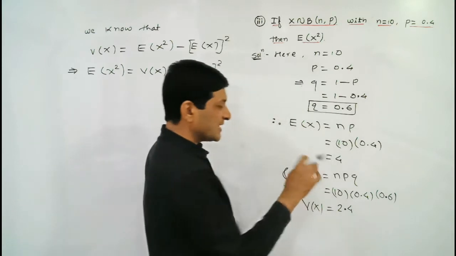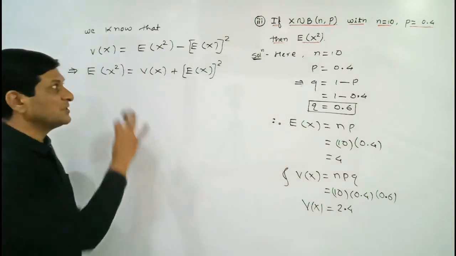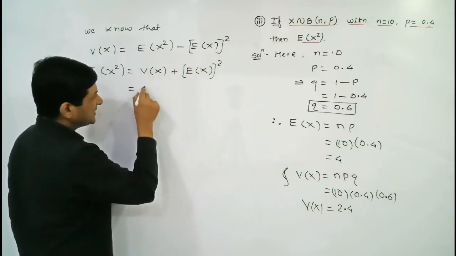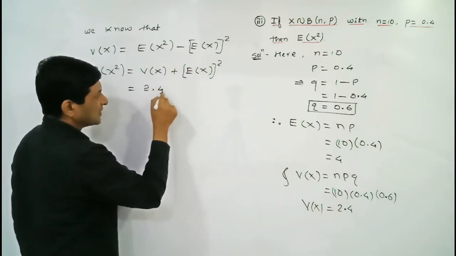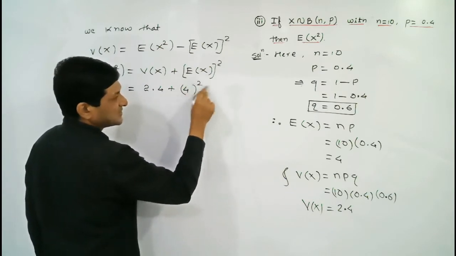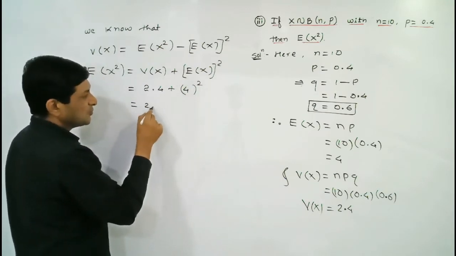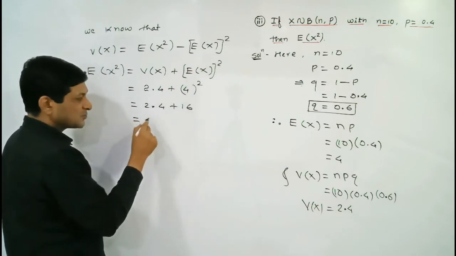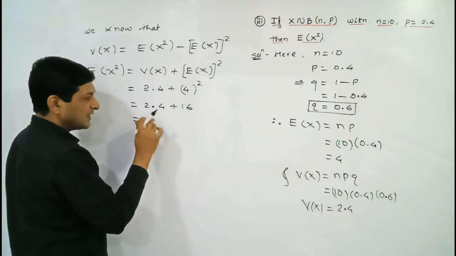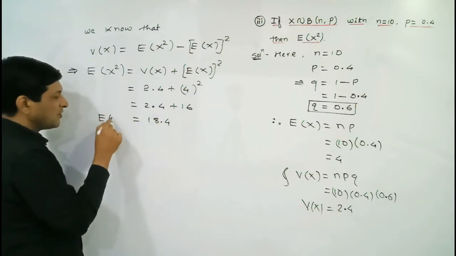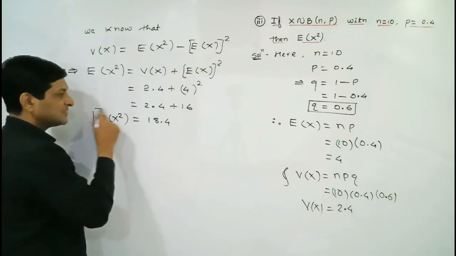So E of X and V of X are known to us, then substitute these values in this formula. So E of X square will be equal to, replace V of X by its value 2.4 plus E of X by its value 4. So keep this square as it is, which is equal to 2.4 plus square of 4, which is 16. 16 plus 2.4 will be equal to what? 18.4. And this is nothing but the value of E of X square, means we can say that this is our required value.